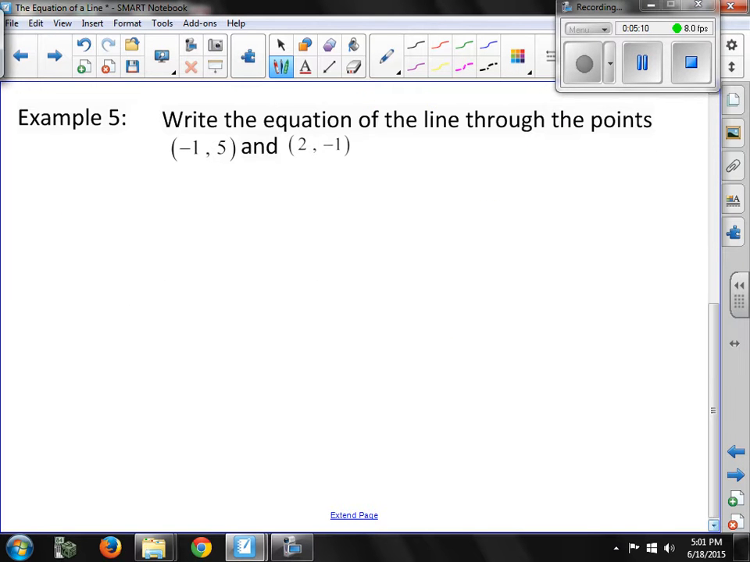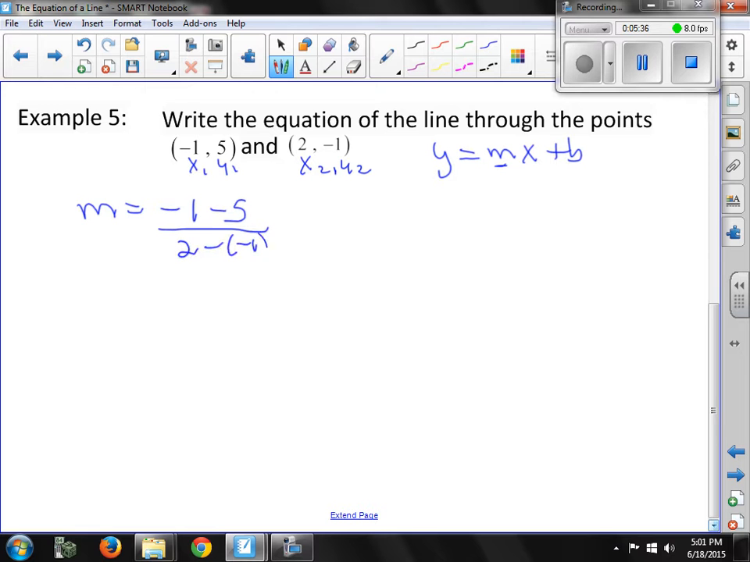Okay, so let's do example 5. Write the equation of a line through the points. It's all about y equals mx plus b. Well, once again, I don't know the m, so we have to calculate the slope. x1, y1, x2, y2, negative 1 minus 5 divided by 2 minus a negative 1. So this is negative 6, this is 2 plus 1, or negative 6 over 3. My slope is negative 2.